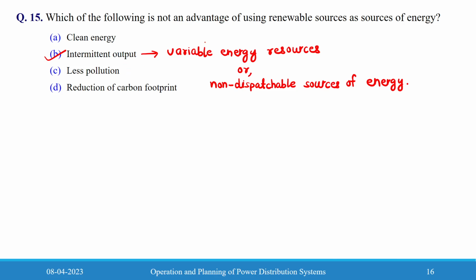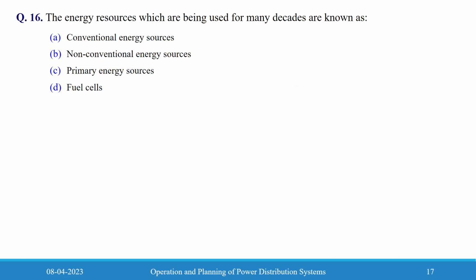If we see the advantages of renewable sources of energy: clean energy, of course, less pollution, reduction of carbon footprint. And intermittent output, among the given options, is not an advantage; it is a disadvantage for renewable sources of energy. So let us see the next problem.